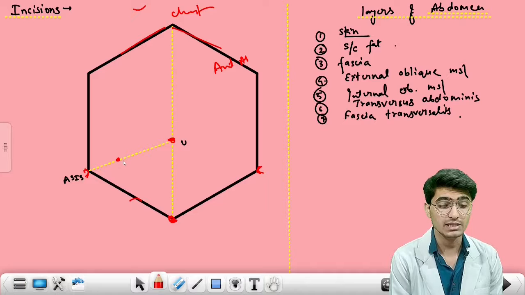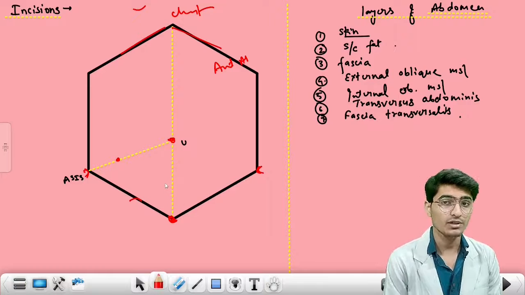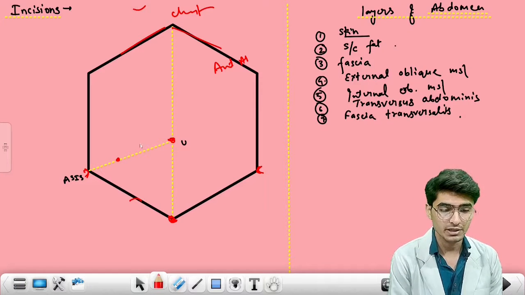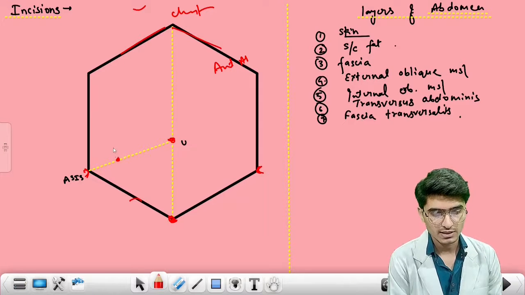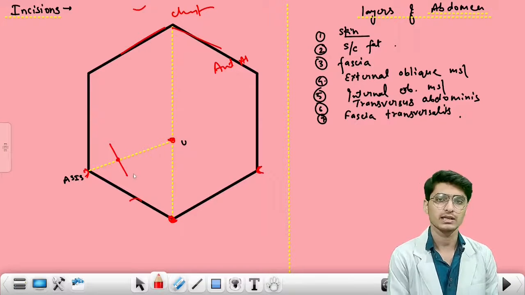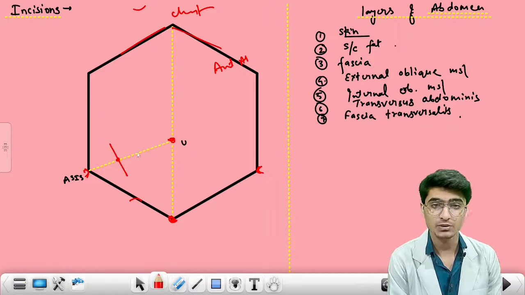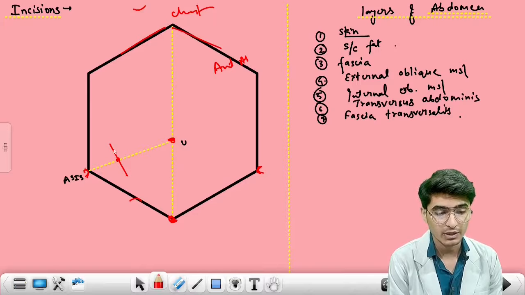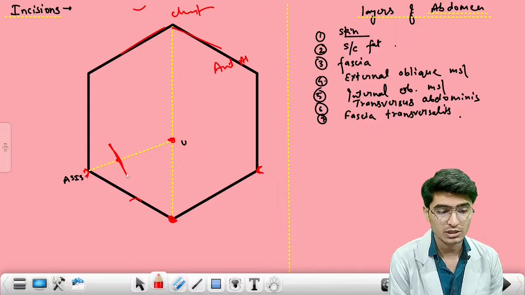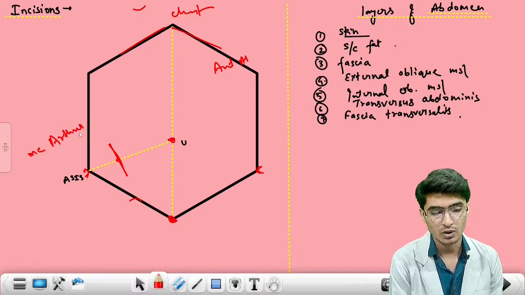point, which is the McBurney's point, and this point is present at the junction of medial 2/3 and lateral 1/3. So this is the first incision, which is perpendicular to the spinoumbilical line, and which is present at the McBurney's point. This is the McBurney's point, and this is the location of the first incision, which is called the McArthur incision, or the Gridiron incision. Gridiron incision here, right?